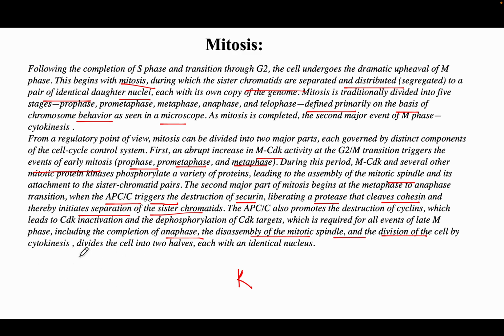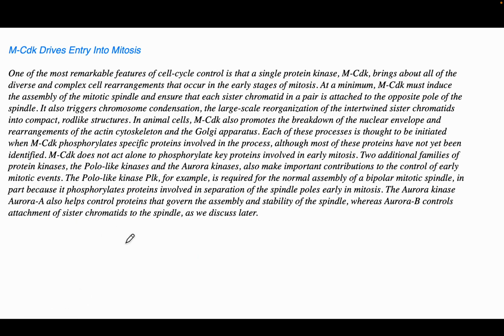In cytokinesis, what happens? The cell is divided into 2 halves, each with an identical nucleus. So how does mCDK drive entry into mitosis? One of the most important features of cell cycle control is a single protein kinase, mCDK.